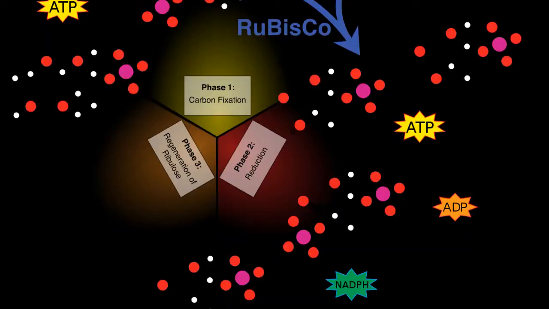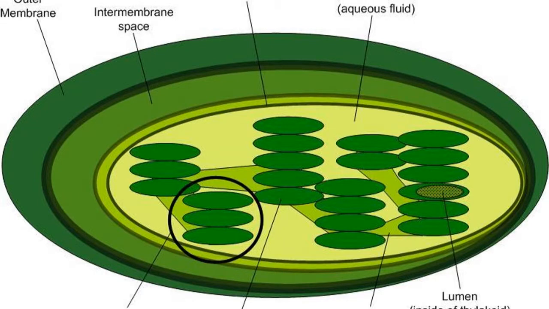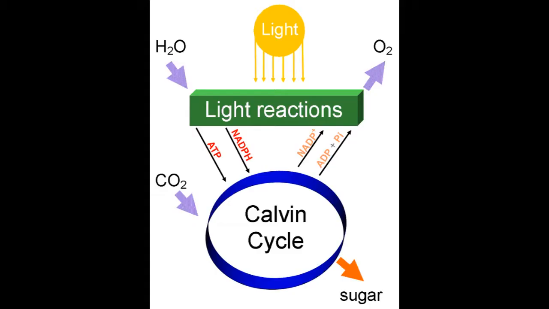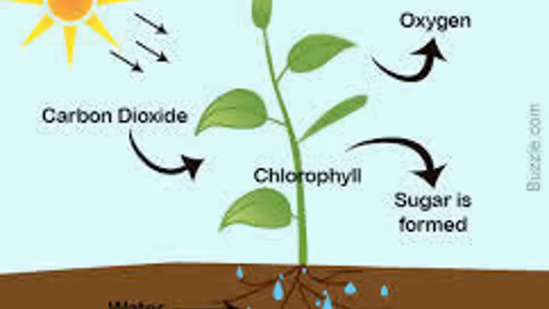The final step's the Calvin cycle and doesn't require light. It takes place in the stroma and can continue into the night. It uses the products that the first step made, and the end result is that glucose is created.